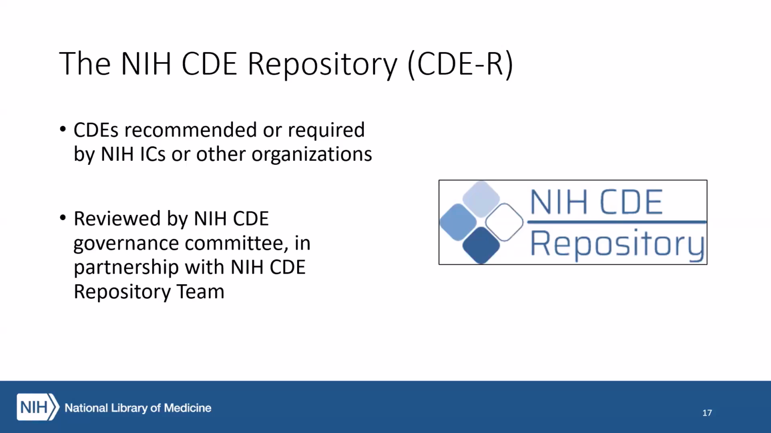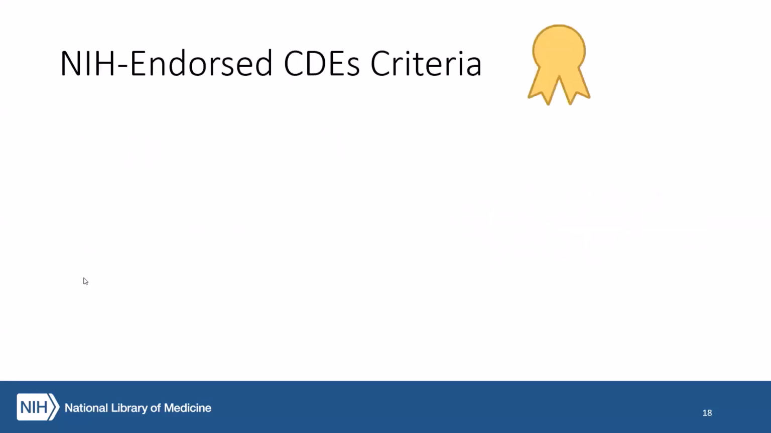Currently, the repository has over 24,000 CDEs from across 19 organizations. In the next part of this training, I'm going to highlight 3 key features of the repository that can assist with your search. These are NIH-endorsed CDEs and forms and bundles. And this will prepare you to actually search the repository in a few minutes. The repository includes NIH-endorsed and non-NIH-endorsed CDEs. And this is the answer to number 2 on your handout.